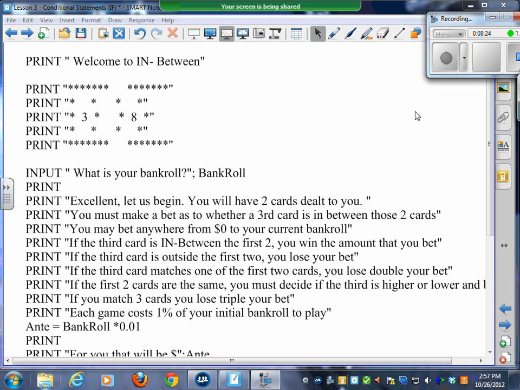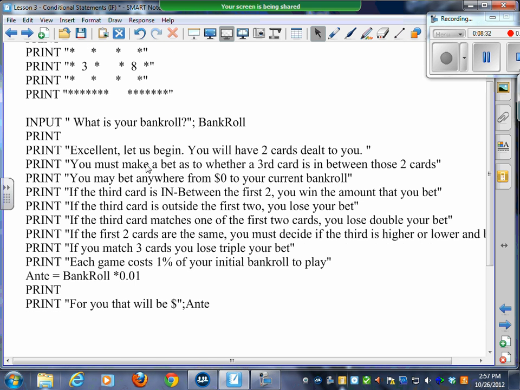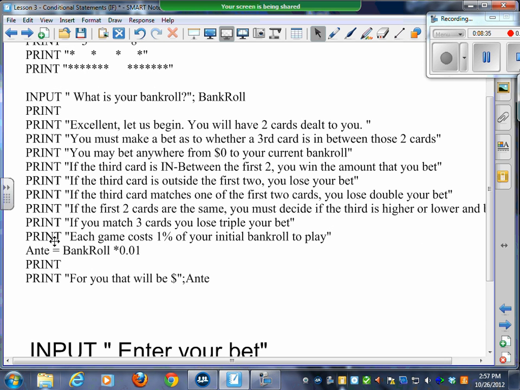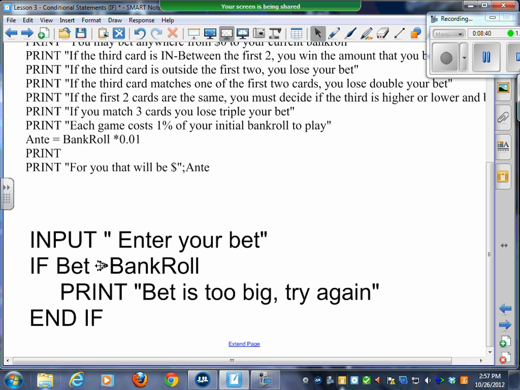Here's what I put. Here are my instructions. Print welcome to in between. My little attempt at some graphics here. Here's my instructions. Here's my ante. Ante is equal to bankroll times 0.01. It prints the ante, and then I've got input. Enter your bet. If bet is bigger than bankroll, print bet is too big, try again.